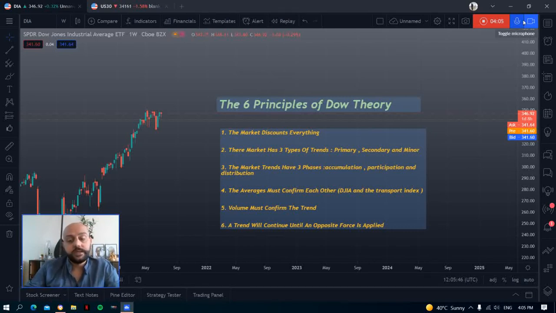So that's basically what he meant by volume must confirm the trend, because you don't want a strong uptrend with low volume. He considered that to be a weak trend.